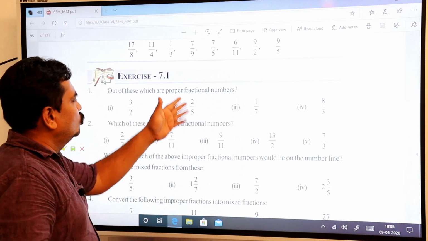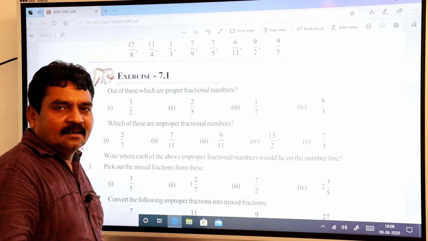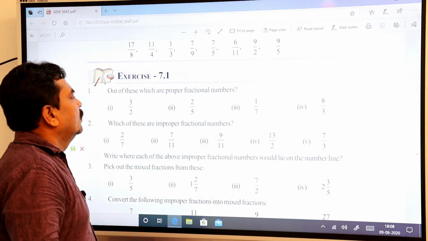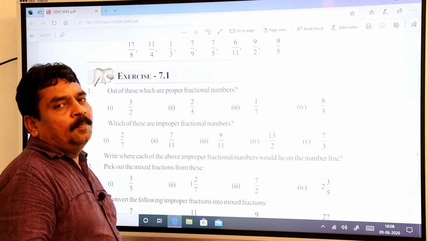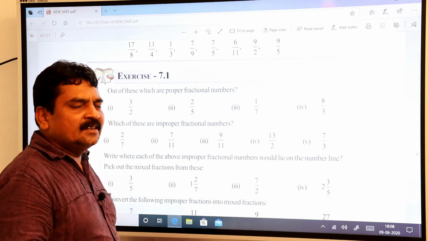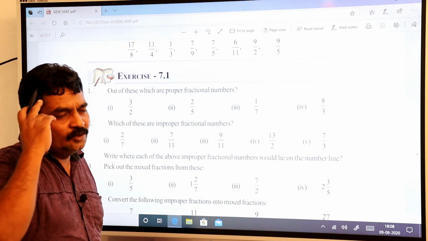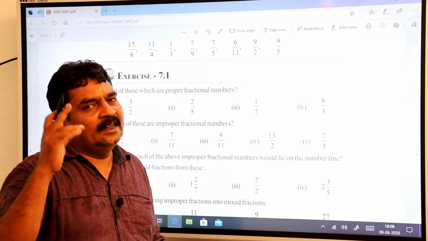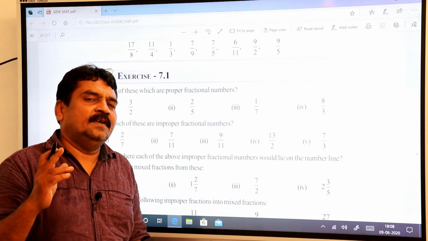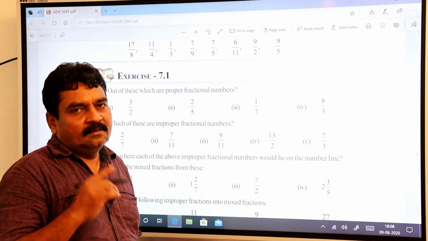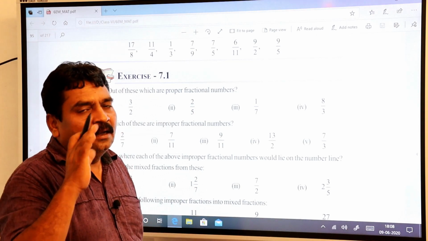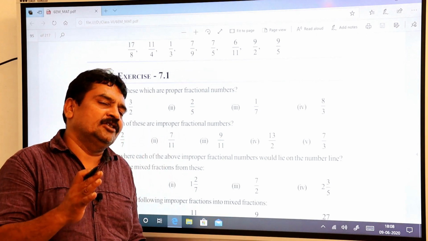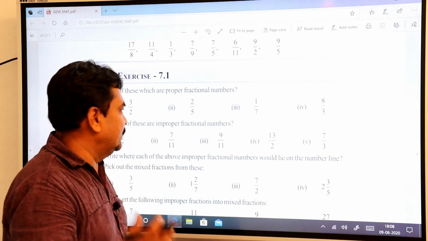Here given are 3 by 2, 2 by 5, 1 by 7 and 8 by 3. So out of these 1, 2, 3, 4, you have to find out which are proper fractions. Two things you should keep in mind. Number one, a fraction in which the numerator is less than the denominator, you call it a proper fraction. Second, the fraction should be less than 1. Such a fraction you call a proper fraction.